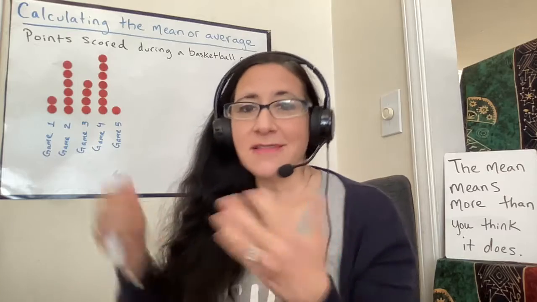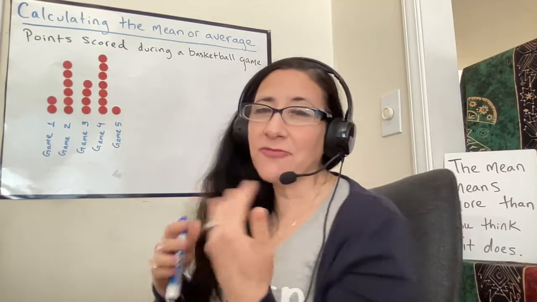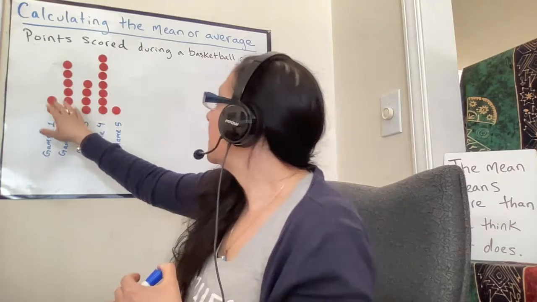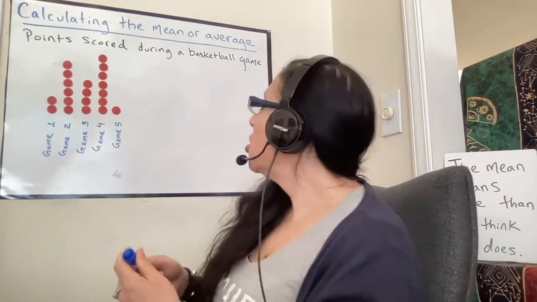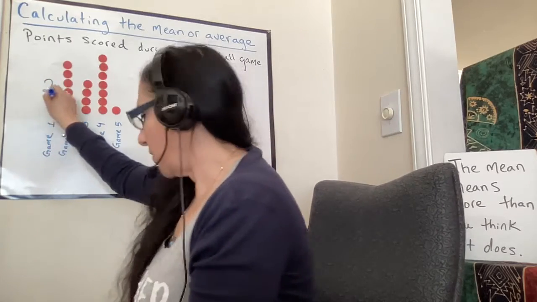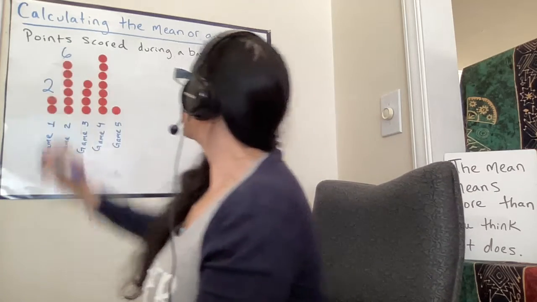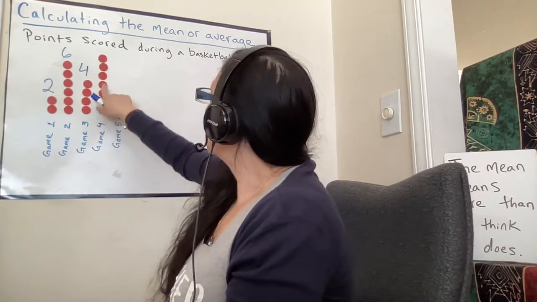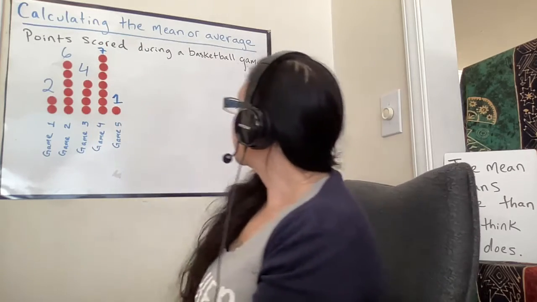So let's discuss this scenario here, which represents the points scored during a basketball game for one individual player. These represent the points over a 5-game period, okay? During game 1, this player scored 2 points. During game 2, they scored 6 points. During game 3, 4 points. Game 4, 7 points. And game 5, they scored 1 point, okay?